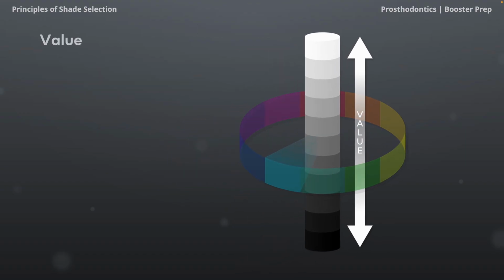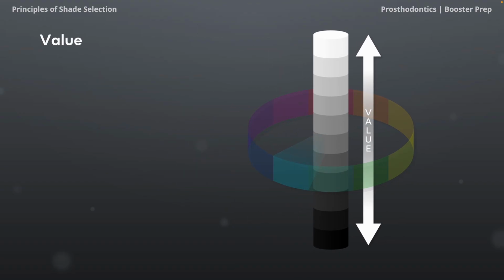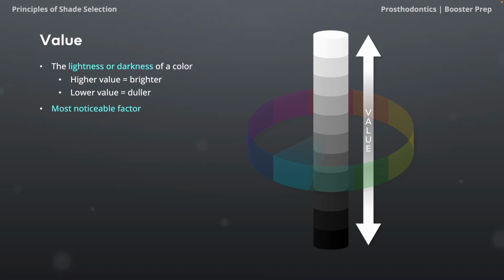Alright, let's take a deeper look at value, which is the most critical dimension in shade selection. Value refers to the lightness or darkness of a color. A high value means the tooth looks lighter or whiter, while a low value means the tooth appears darker or duller. In clinical practice, you'll find that value mismatches are often more noticeable than hue or chroma mismatches.